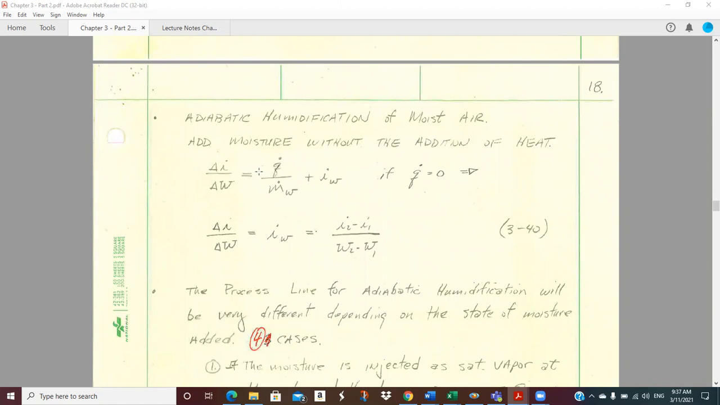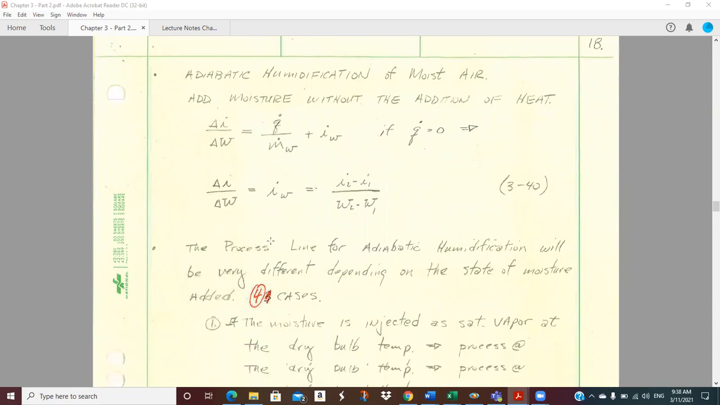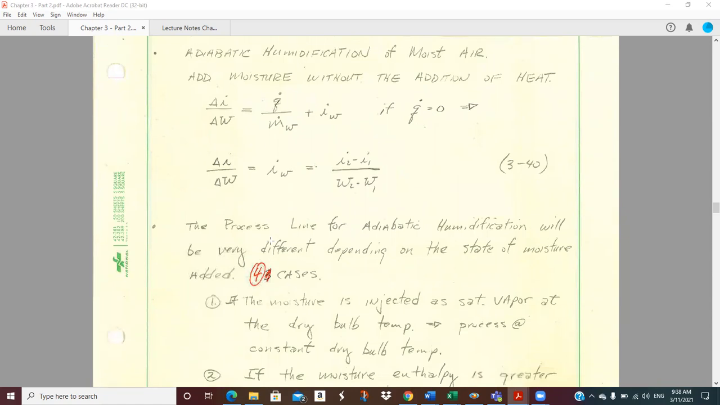And so this is our general equation. Again, we set the Q dot equal to 0, and we get that delta I over delta W is just the enthalpy of the water that's injected. So that's kind of cool. And it really simplifies. When we work these problems on a psych chart, they're really pretty easy. Unless the enthalpy runs you off of the psych chart, which can be a little bit of a complication. But we'll have some equations to deal with that case.